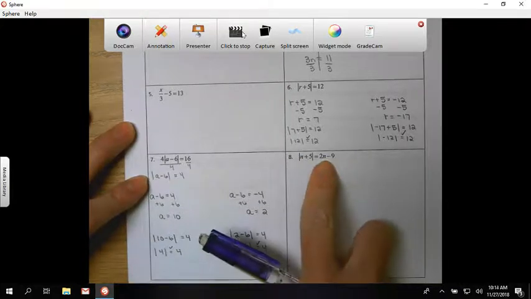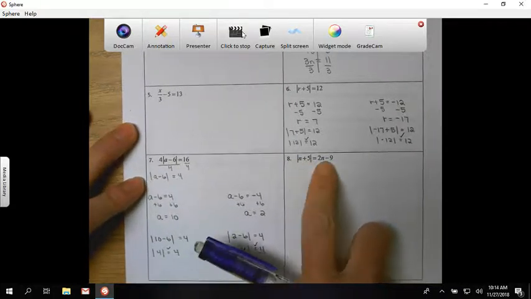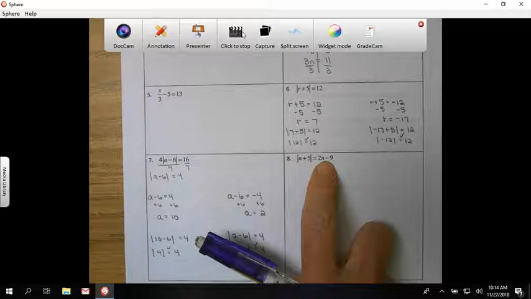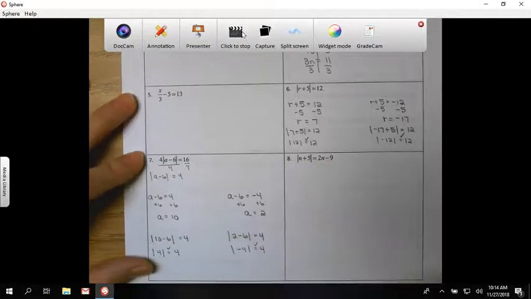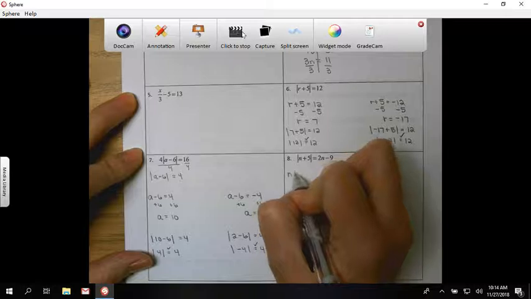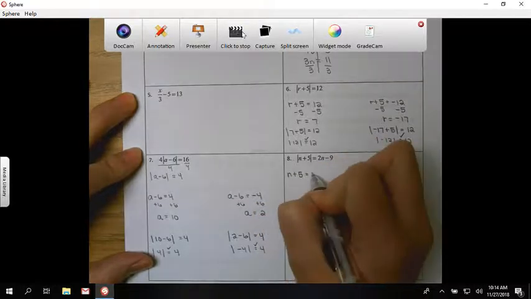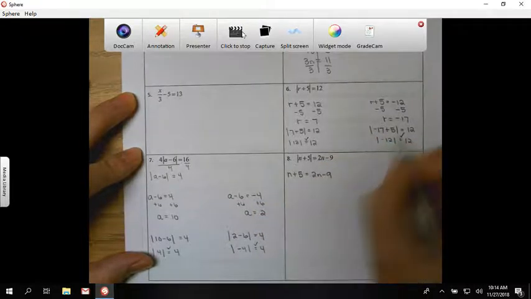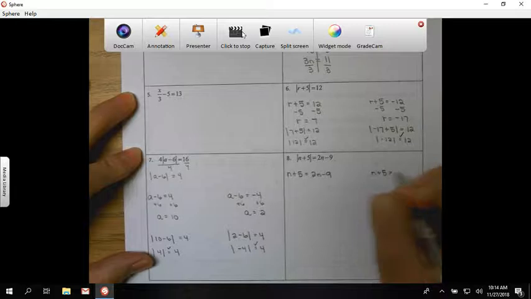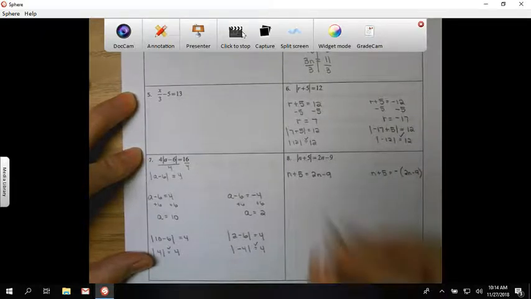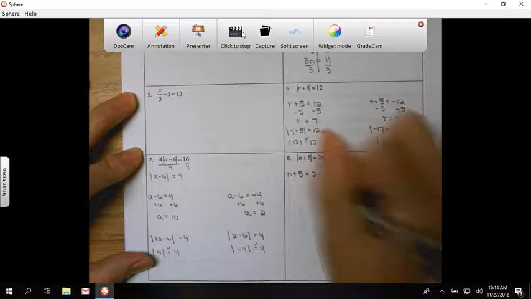The only problems that you really need to be careful of are the ones like this, where I have a variable on the other side that's not inside the absolute value. These are the ones that you really need to make sure that you're checking those solutions, because typically one of them does not work. So on these, the n plus 5 could be 2n minus 9, but the n plus 5 could also be a negative 2n minus 9. I still need to solve these.